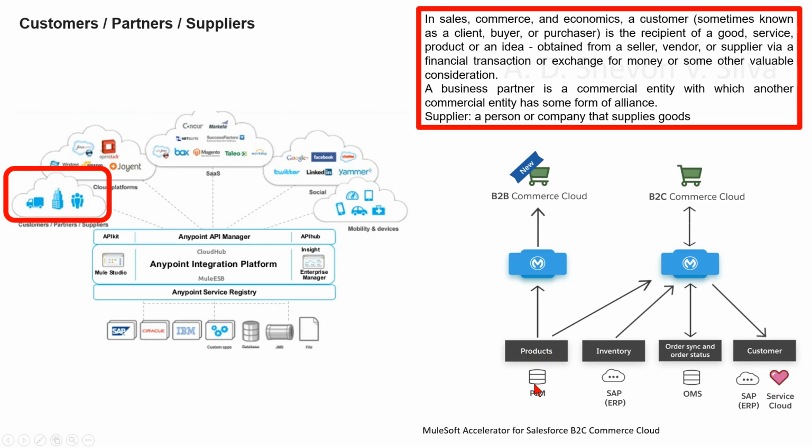Here you can see products, and here you can see PIM, and products are connected to Mule here, and B2B Commerce Cloud, and also products are connected to Mule and B2C Commerce Cloud. Here you can see SAP ERP under inventory, and you can see OMS under order sync and order status, and under customer you can see SAP ERP and Service Cloud, and here products, inventory, order sync and order status, and customer are connected to Mule.